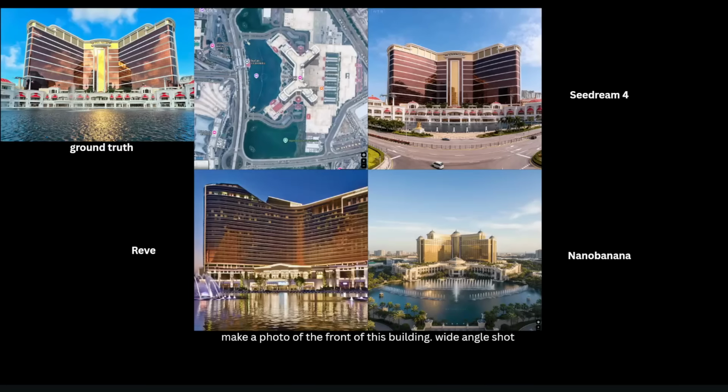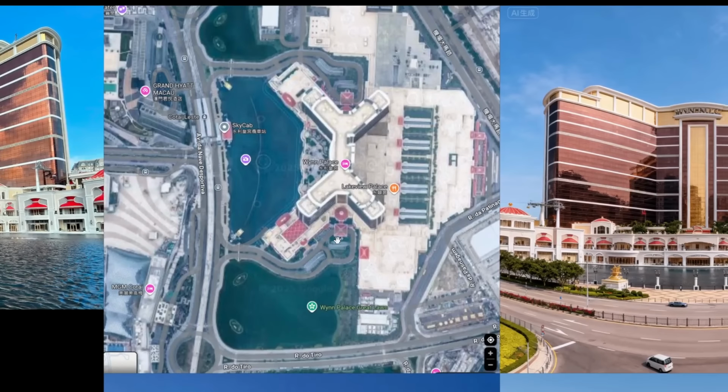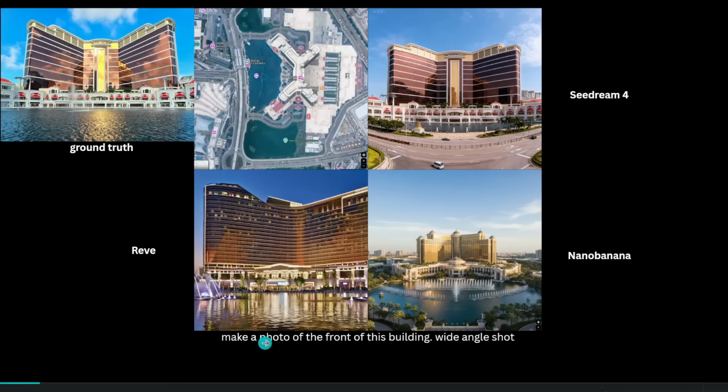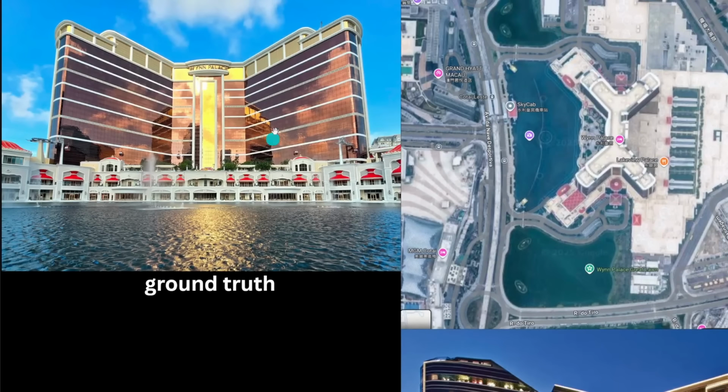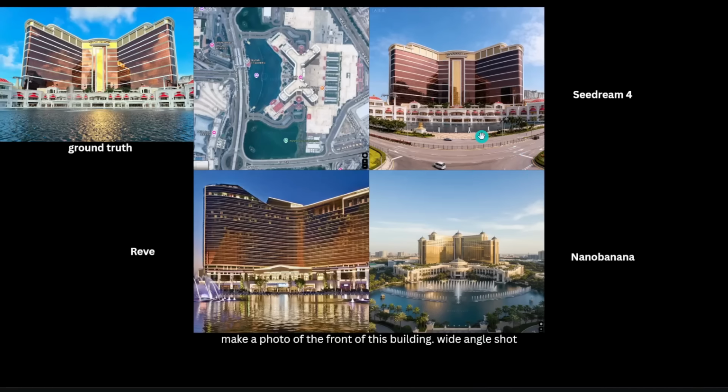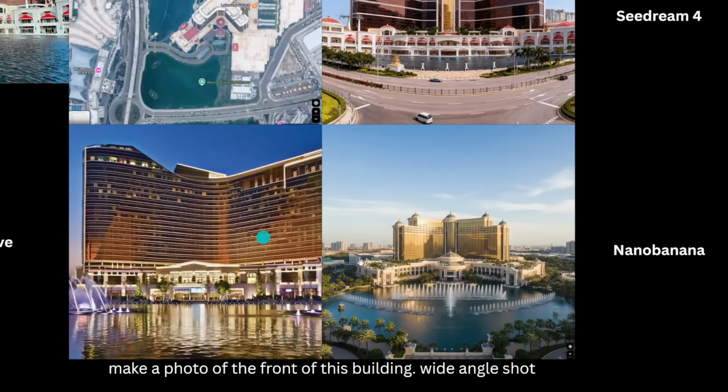And then here's an even crazier test which Seedream was able to pull off. So I basically went to Google Maps and turned on the satellite layer and took a random screenshot of this place. And I asked it to make a photo of the front of this building. For your reference, here is what the actual building looks like. And as you can see, Seedream was the only one that was able to handle this, whereas both Nano Banana and Reve just generated some random buildings.